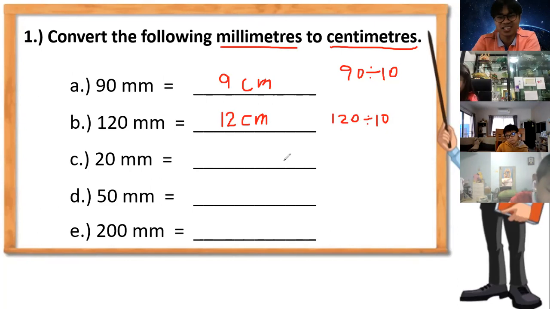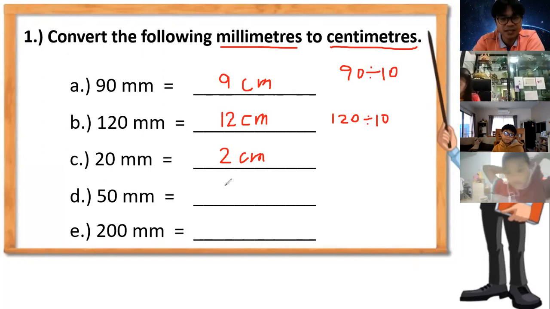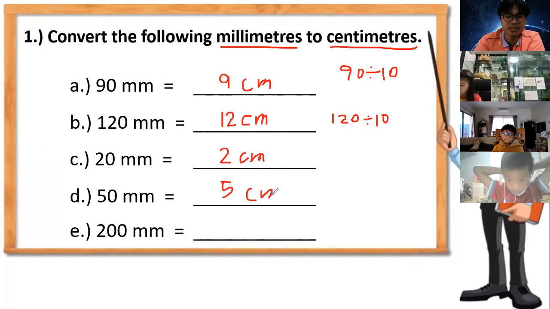Okay, letter C: 20 millimeters. Divide by 10. 20 divided by 10 is 2 centimeters. Letter D: 50 millimeters. 50 divided by 10 is 5 centimeters.